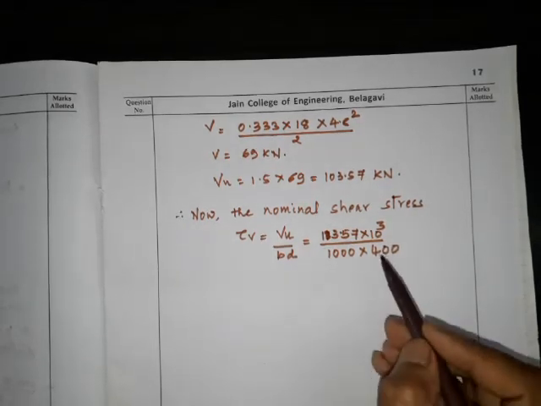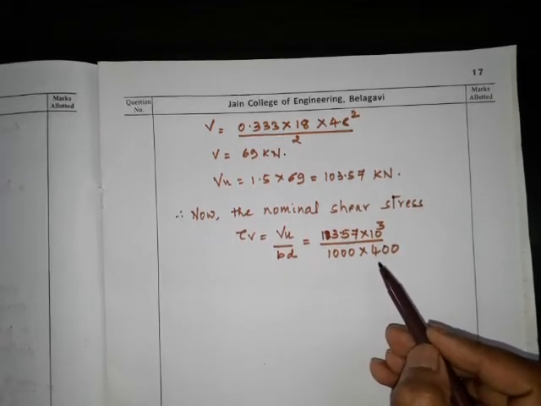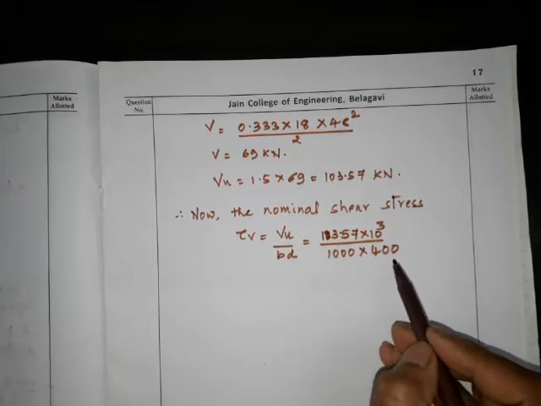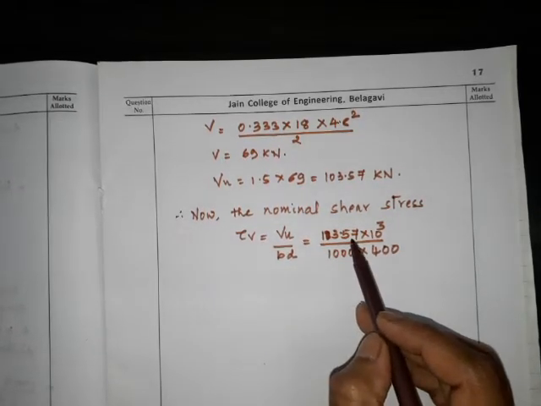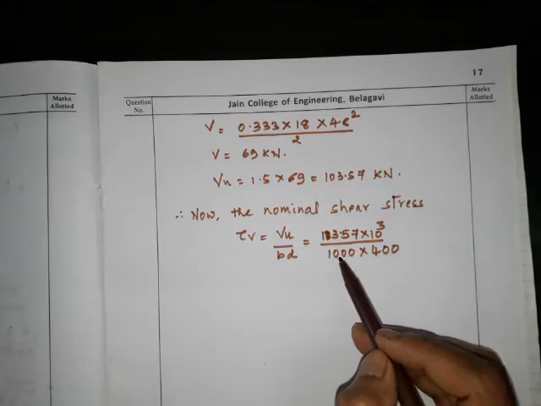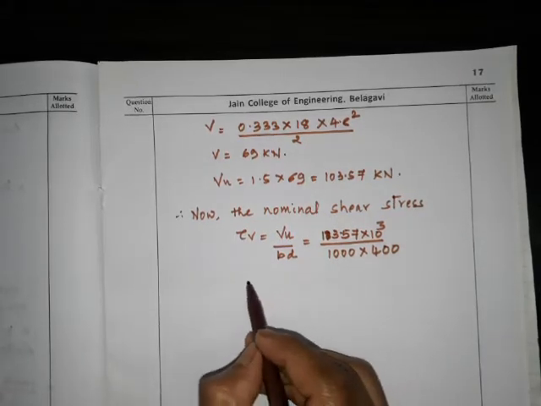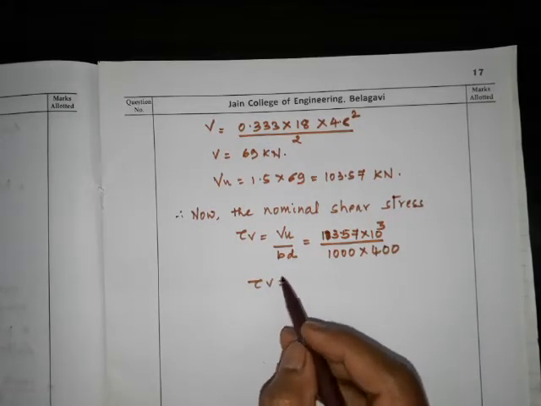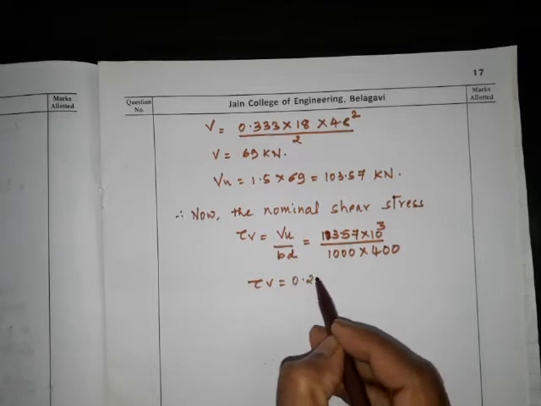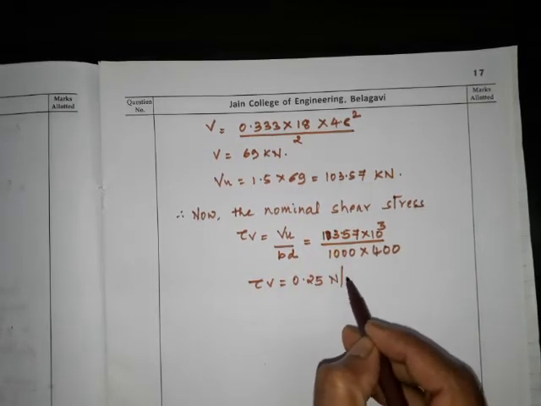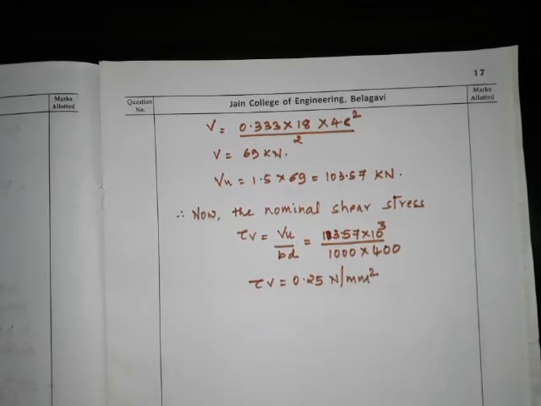The depth at the base, at the junction of heel slab and stem, is 400. So 103.57 Vu by Bd. So we get tau V is equal to 0.25 Newton per mm square.